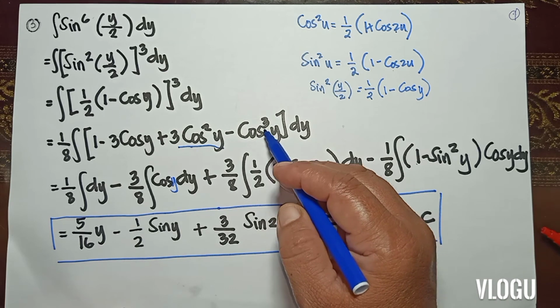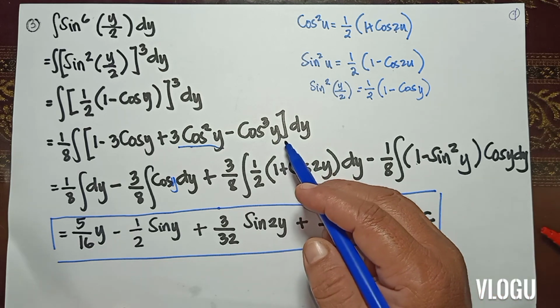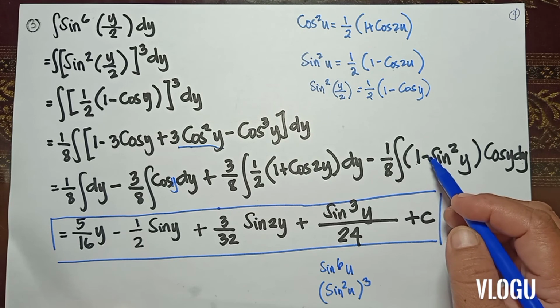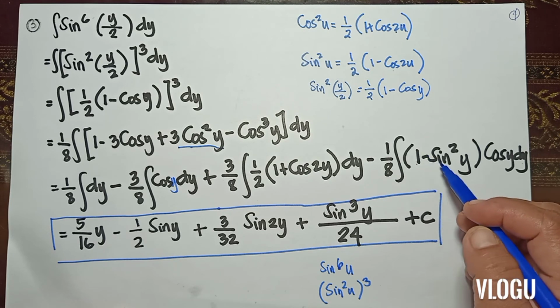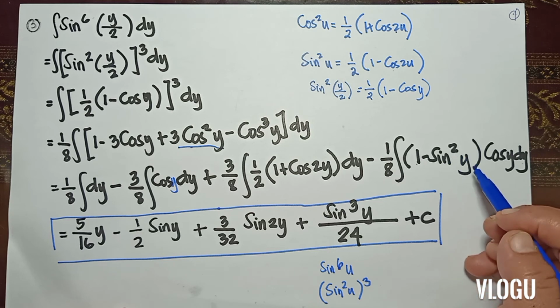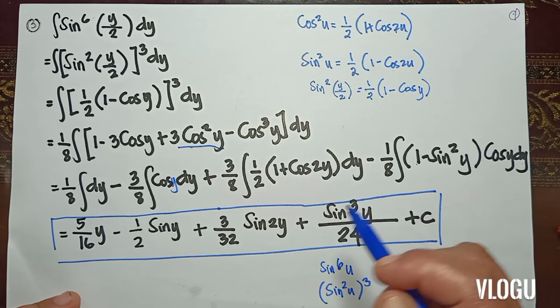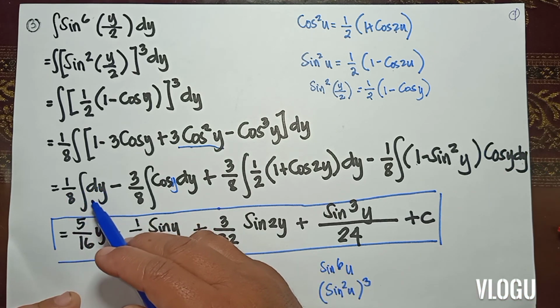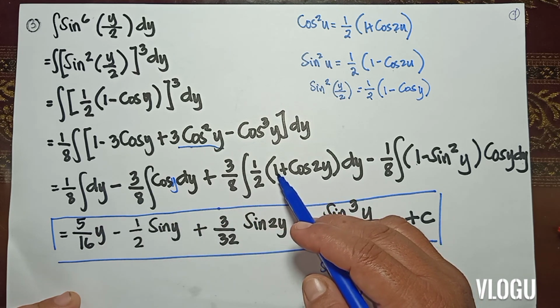this one is cosine cube, that is an odd exponent. So transform that one, factor out cosine, then proceed to cosine squared. Cosine squared is equivalent to 1 minus sine squared y. Then after that one, the integral of 1/8 is 1/8 y. Then here, the integral of 1 is y.